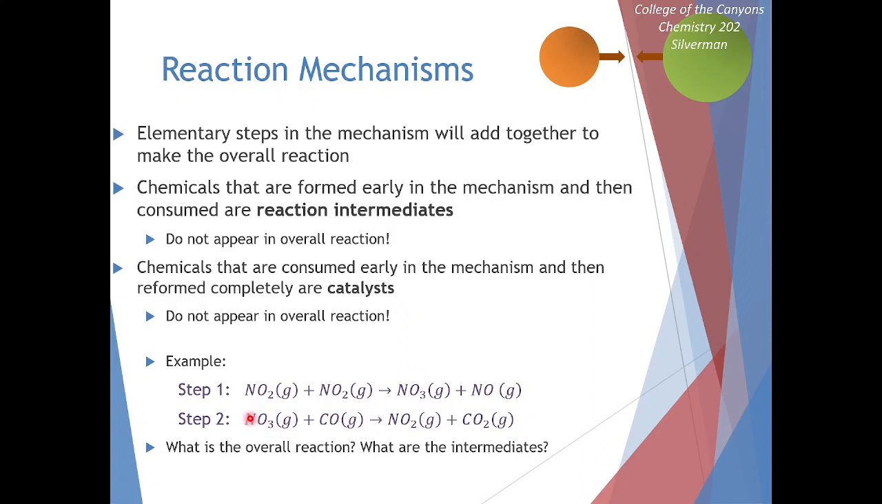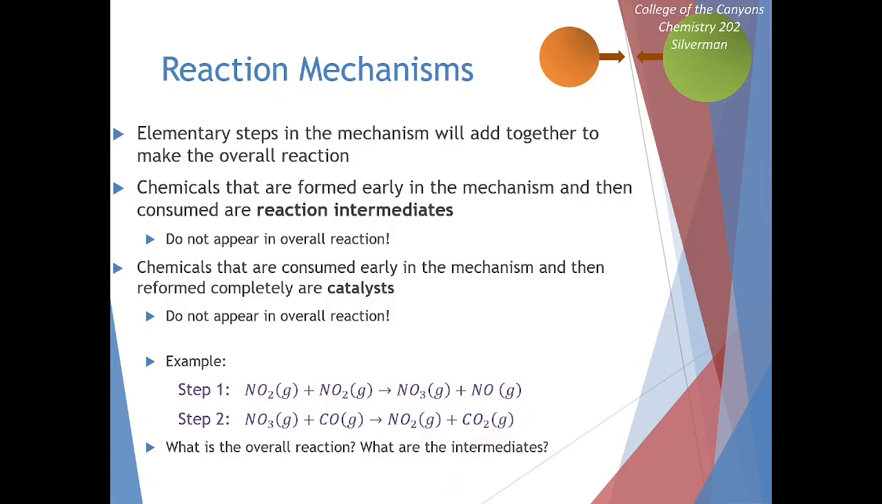We have a quick example here. NO2 plus NO2 forms NO3 and NO. This is our first step in our reaction. Right, 2 of these NO2s collide to make some products. In our second step of the reaction, we have NO3 combined with carbon monoxide to produce NO2 and CO2.